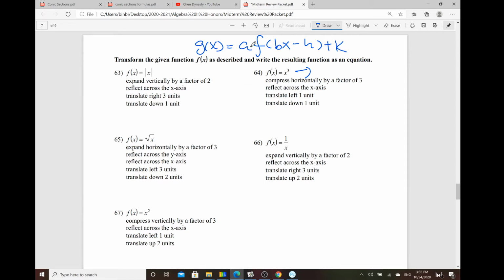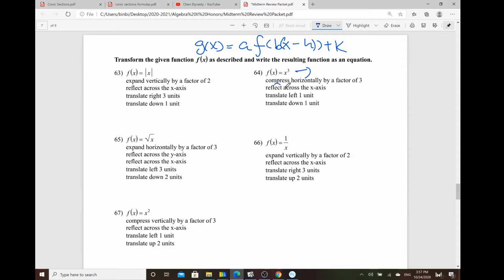Again, a is the vertical stretching, whether that's stretching vertically or shrinking vertically. And then b is the scale factor, the horizontal stretching or shrinking factor. And then h tells you the shifting, to the left or to the right. And then k is a vertical translation.